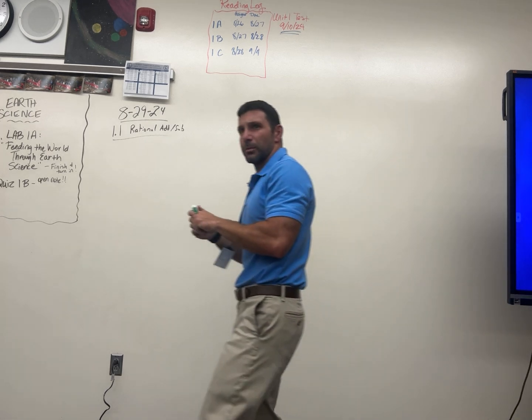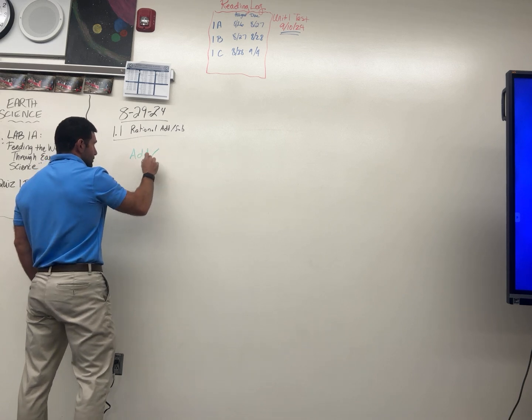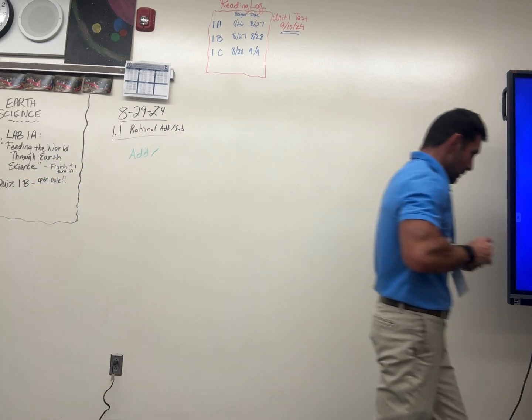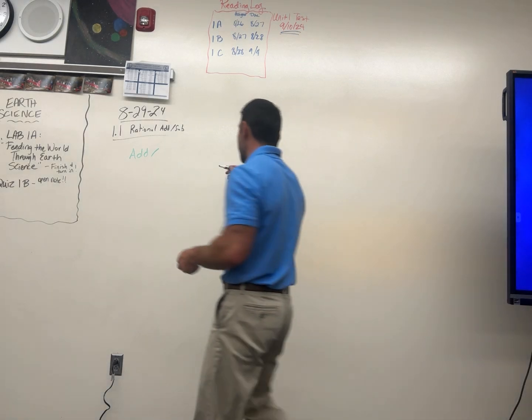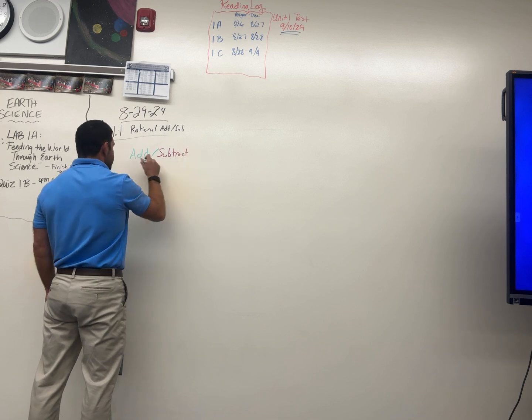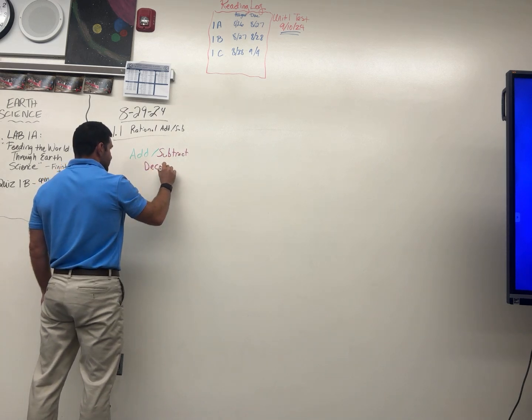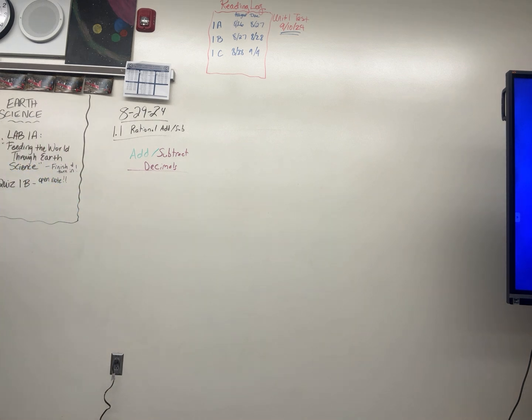If this marker doesn't show up really well, just let me know. We are going to add and subtract decimals. All of the rules about circling and doing everything else stay the same. Nothing changes except the decimals themselves.